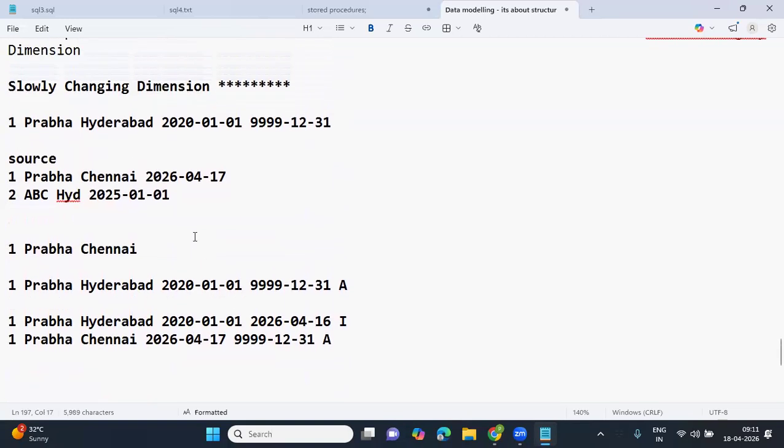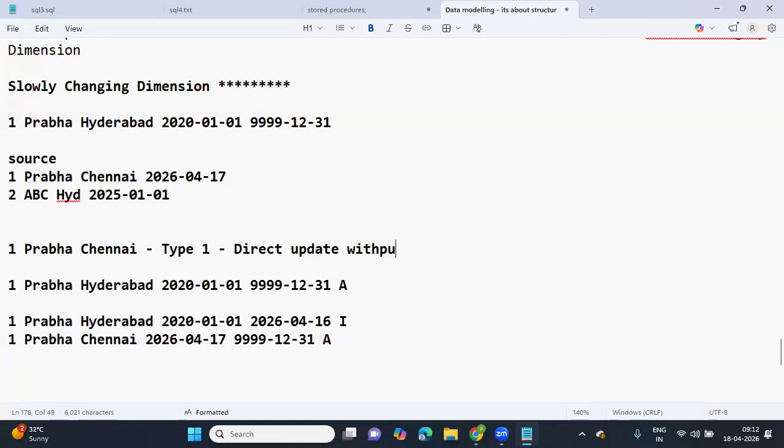Now coming back, so this is type 1. We have discussed the concepts. Now we are segregating into the various types. Directly updating the data without storing history. Previously it was Hyderabad. Now I have updated it to Chennai. This is type 1. Direct update without history. This is called SCD type 1.